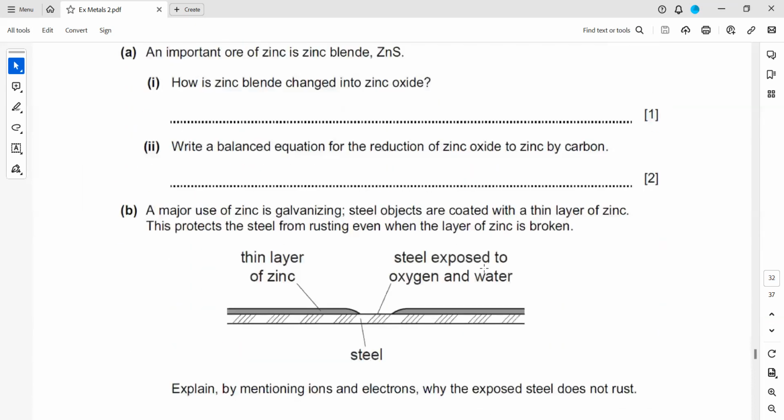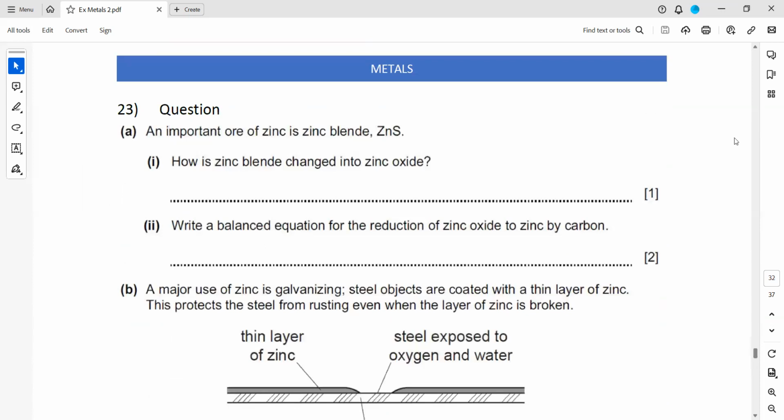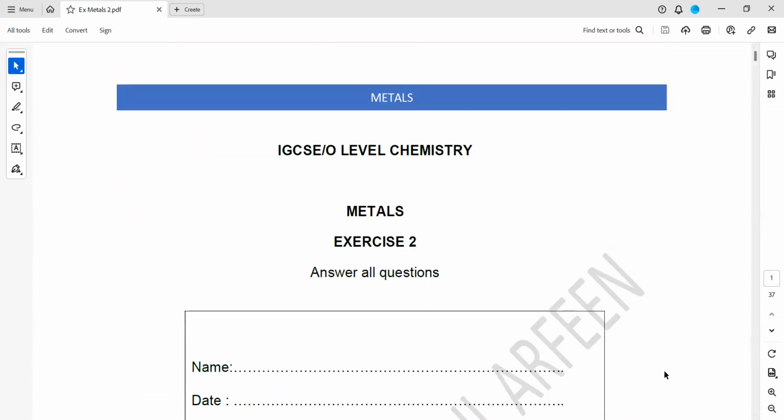So this was question 23 from exercise 2 of the metals. I'll share another link and continue this topic.